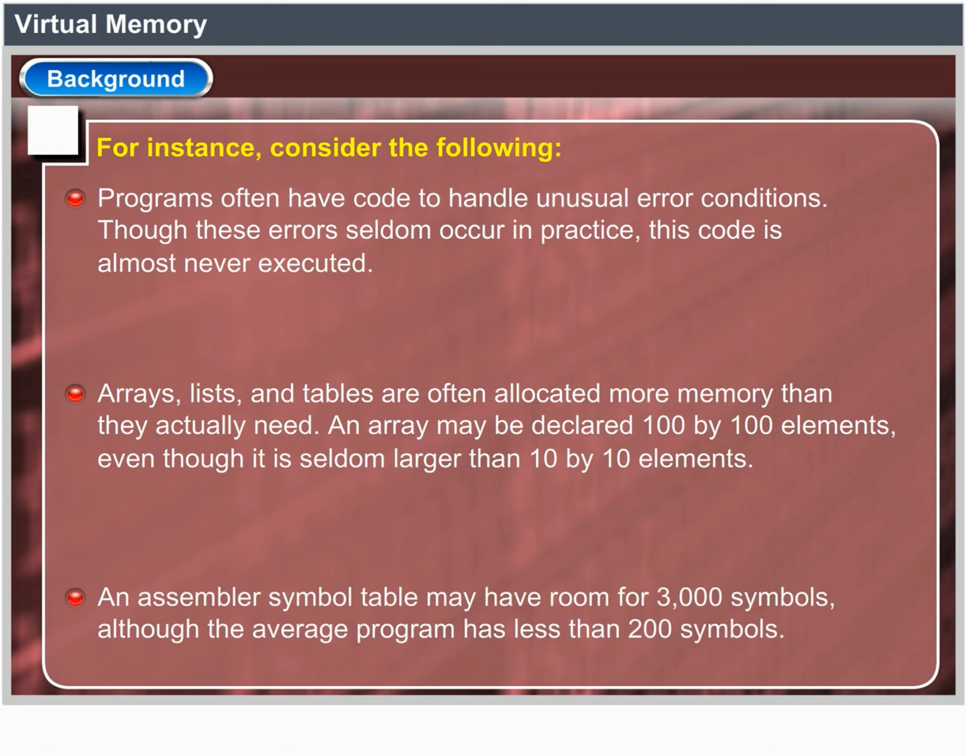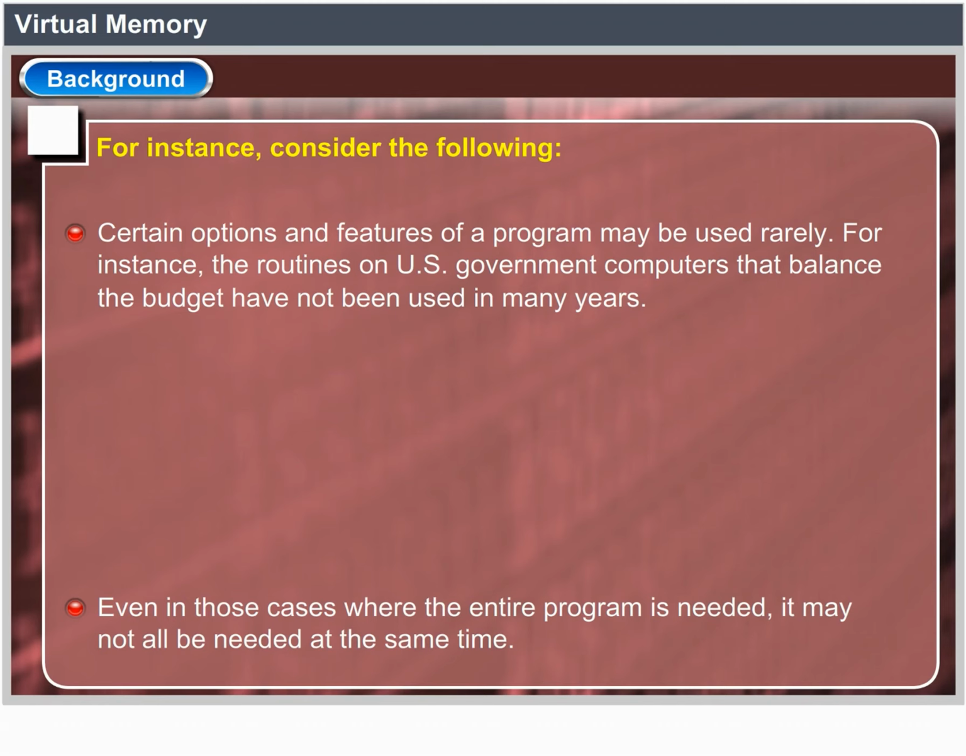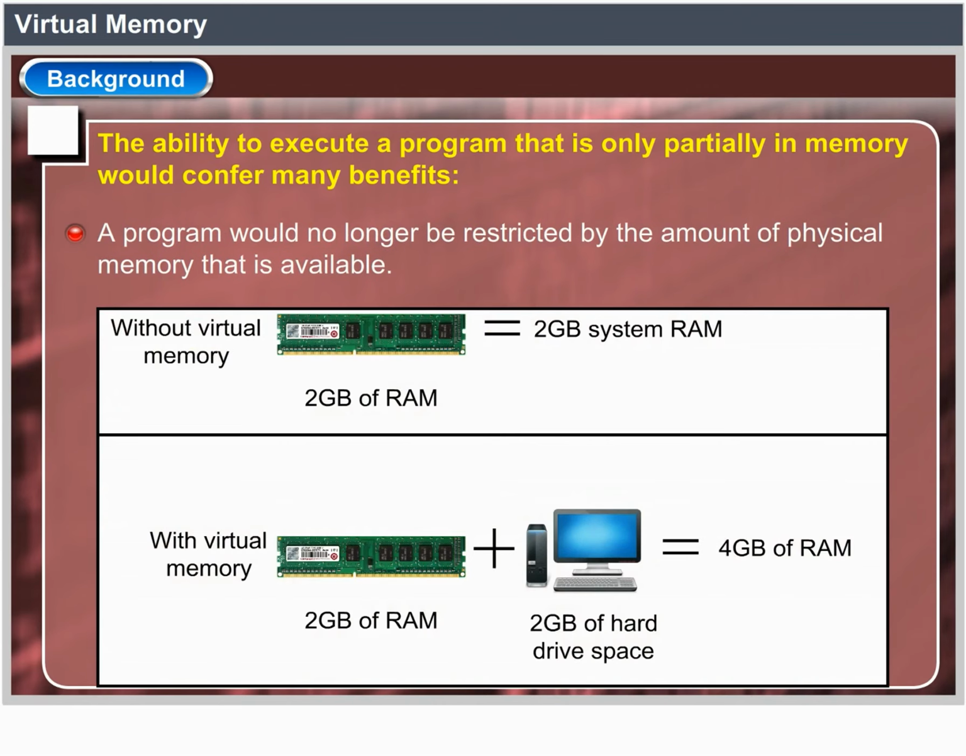Certain options and features of a program may be used rarely. For instance, the routines on US government computers that balance the budget have not been used in many years. Even in those cases where the entire program is needed, it may not all be needed at the same time. The ability to execute a program that is only partially in memory would confer many benefits. A program would no longer be constrained by the amount of physical memory that is available. Users would be able to write programs for an extremely large virtual address space, simplifying the programming task.